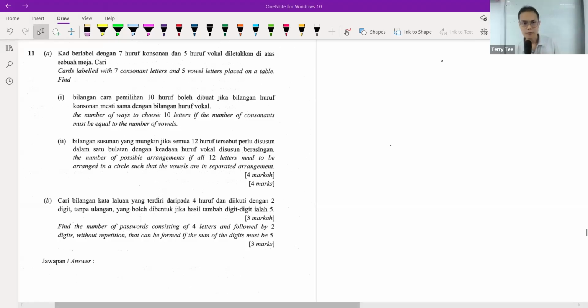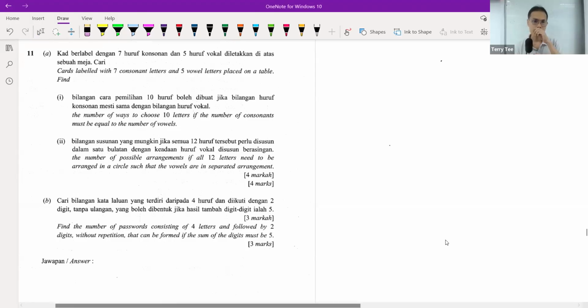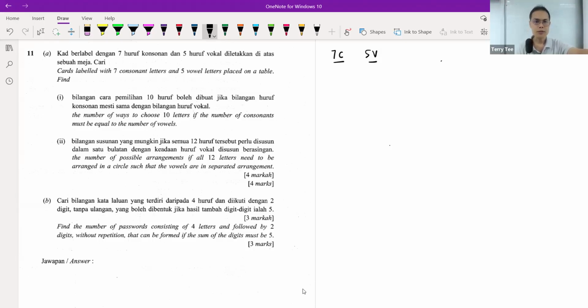Okay, question number 11. This is from permutation and combination, chapter 4. So here we have cards labelled with 7 consonants and 5 vowels. They are placed on the table, and you're supposed to find the number of ways to choose 10 letters if the number of consonants must be equal to the number of vowels. To choose means no arrangement. It is a combination such that vowels and consonants must be the same, and you're choosing 10 cards. So that's very obvious. I have to choose 5 and 5, right?